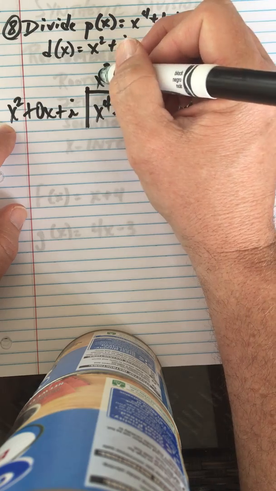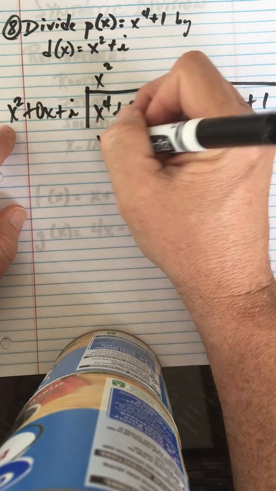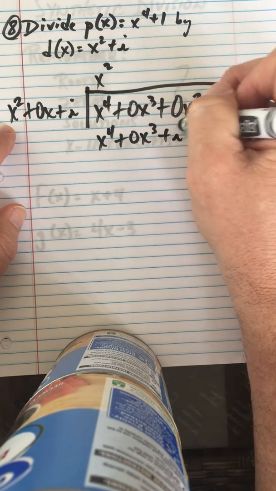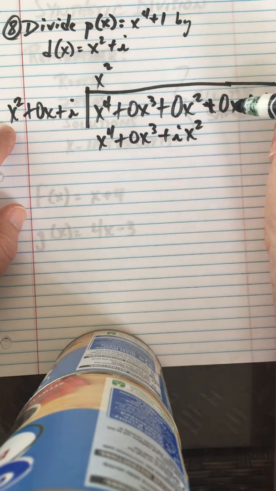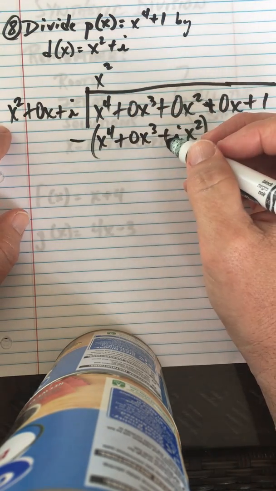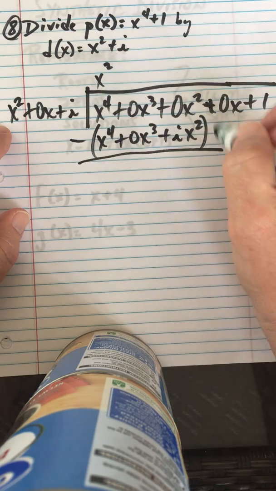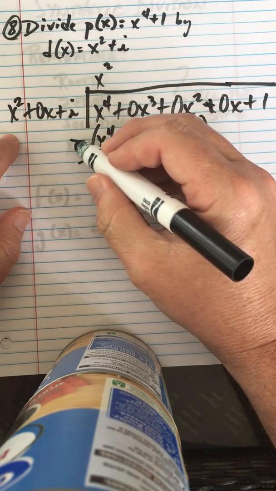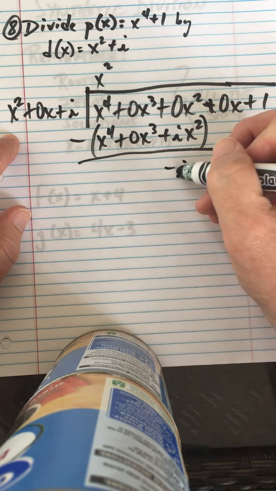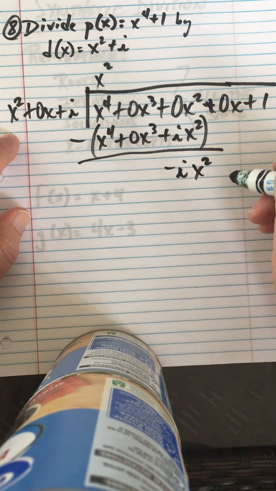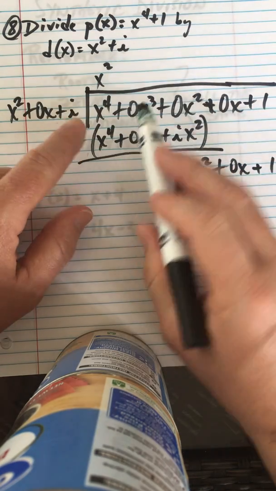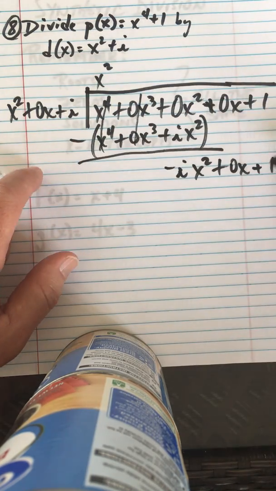x squared. Multiply x squared times all three of those. It gives you x to the fourth, 0x to the third, plus i x squared. You are subtracting these things. Those go away. So do those. And this is going to be 0 minus i. Well, 0 minus anything is just a negative of those things with an x squared. Let's bring down the next two terms because like on the last problem, we lost these first two, so we need to bring down the next two.